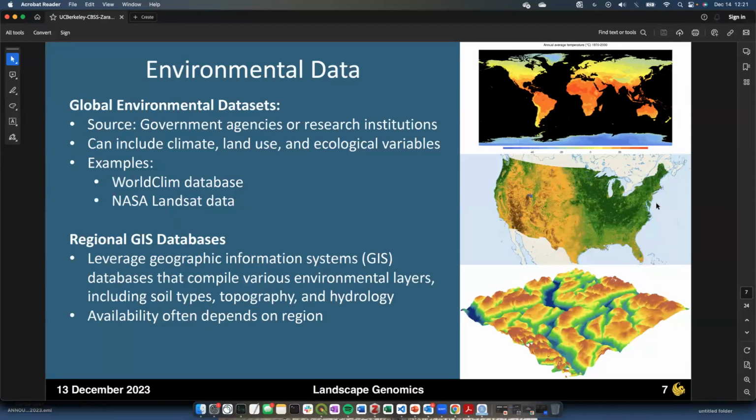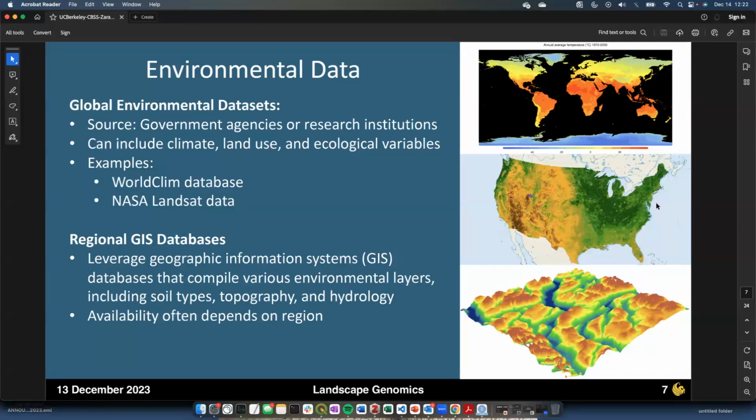What's nice about databases like the WorldClim database is you have future projected data up to 2100. So then you can develop predictions about how distributions or genetic adaptations might change over time and what types of populations might be at risk. NASA Landsat data includes a lot of things like vegetation data, where you can assess how much canopy cover is covering a landscape, and whether that affects the distribution of what you see in terms of your species or your genetic variation.